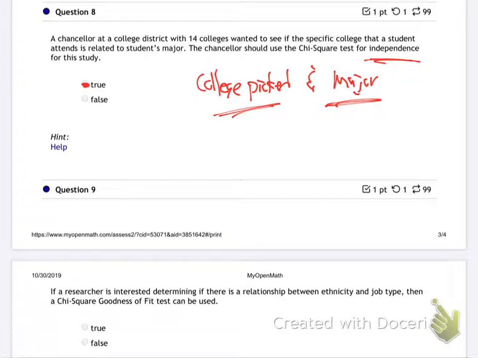Now is this making sense? Getting the hang of this? You can pick out which study affects which thing.